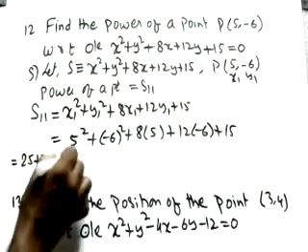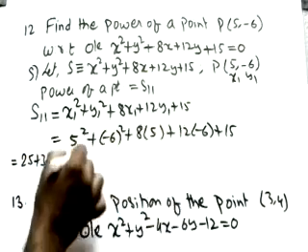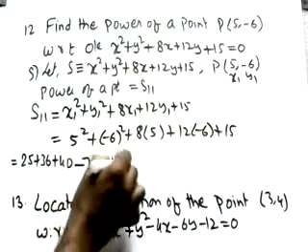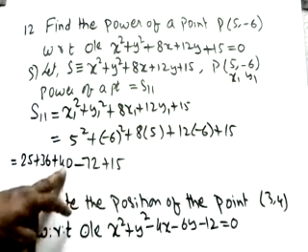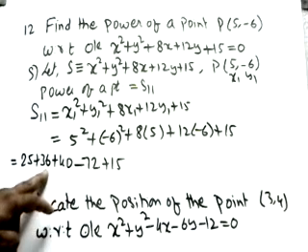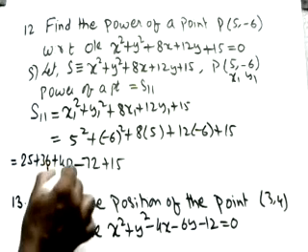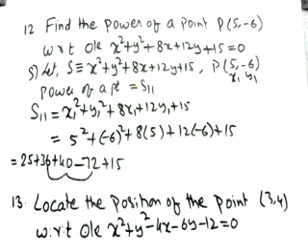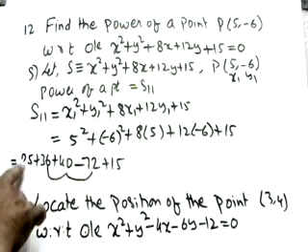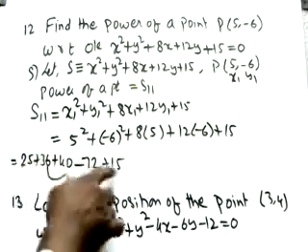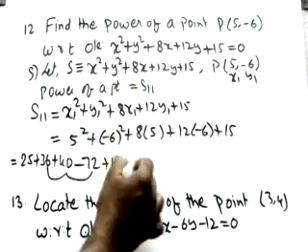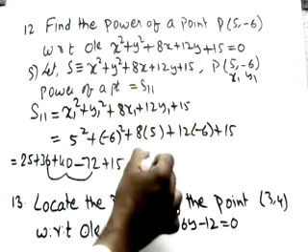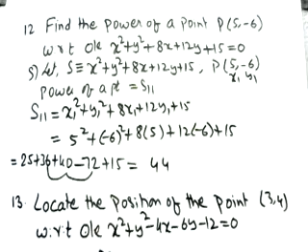Equals 5 square is 25, plus 36, plus 40, plus 12 into minus 6 is minus 72, plus 15. So first let me write the positive numbers. 40 plus 36 is 76. 76 minus 72 is 4. 4 plus 25 is 29. 29 plus 15. So it will be 44.